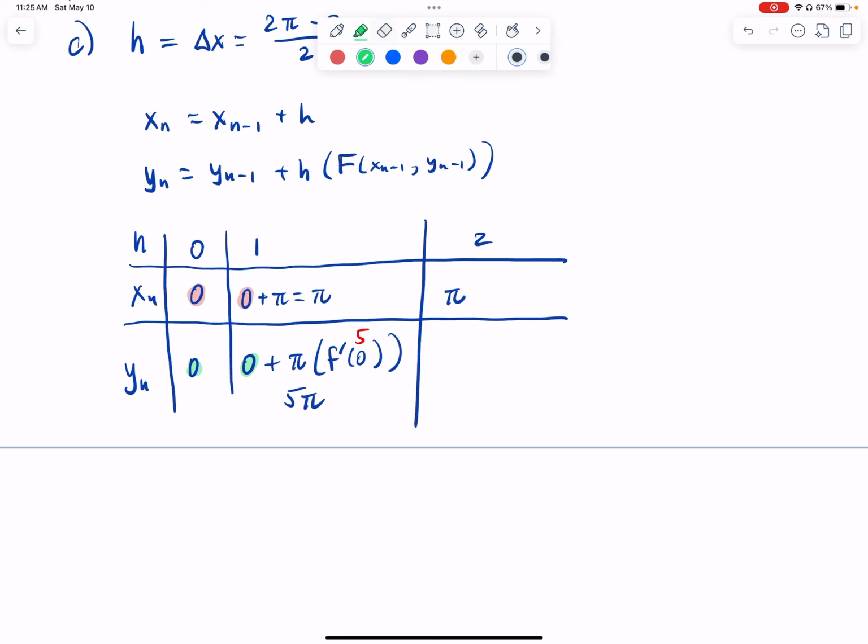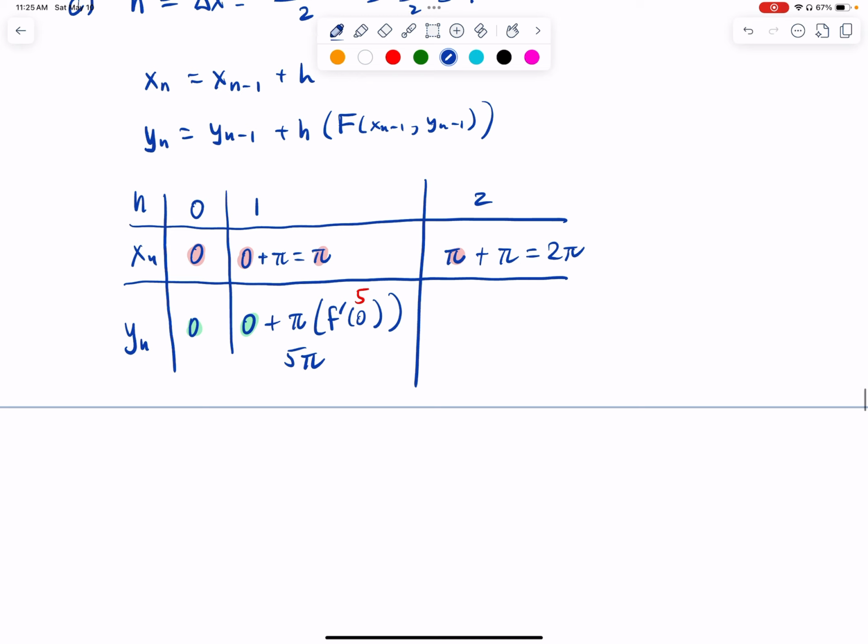I'll color coordinate this again with red, so this guy matches up with this one. And then plus your step size in order to get 2 pi, which is where we want it to be. And this one's going to take our previous y value, which is 5 pi. Again, let's color these. Unfortunately, you don't get to do that on the actual AB exam because you're not allowed to bring highlighters. Plus your step size multiplied times the slope at the previous one.